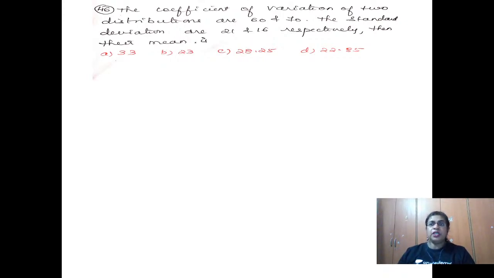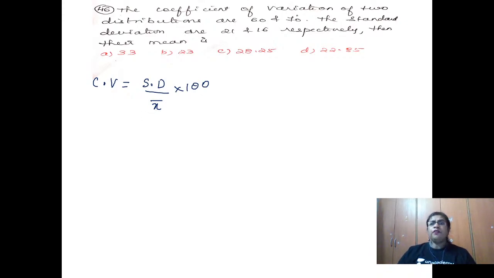The coefficient of variation of two distributions are given. So, the coefficient of variation. First, what is the formula? Coefficient of variation is standard deviation by mean into 100.